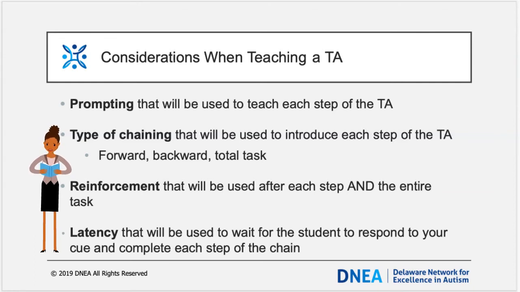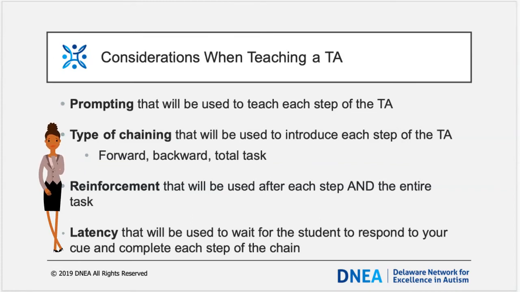First, you will consider how you will teach each step of the task analysis. You will identify which prompts you will use and how you will fade those prompts over time. Next, you will consider the sequence that you teach each step of the task analysis. There are 3 methods: forward, backward, and total task chaining. Then you will consider how you will provide reinforcement. It is important to reinforce each step of the chain and the entire task once it's completed. Develop a plan for thinning reinforcement over time.